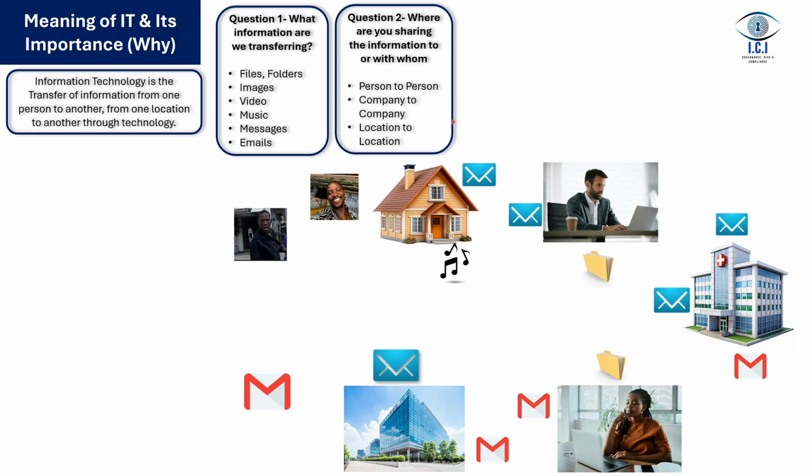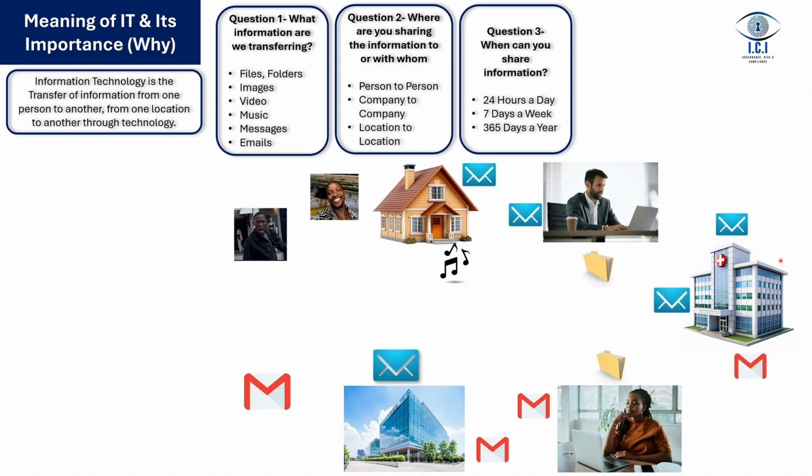The second question we ask ourselves is: where are we sharing the information to? And this answer is person to person. So we can share information from one person to another. We can share information from one company to another. We can also share information from one location to another. The next question we ask ourselves is: when can we share information? Information can be shared at any time, 24 hours a day, 7 days a week, 365 days a year.